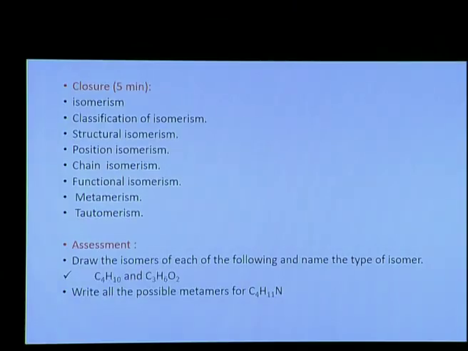Second question, draw the metamers for C4H11N. The common formula we have is C4H11N, and try to draw all the metamers from this formula. Also, take HCN, write the structures of the tautomers, and then name the tautomeric form.